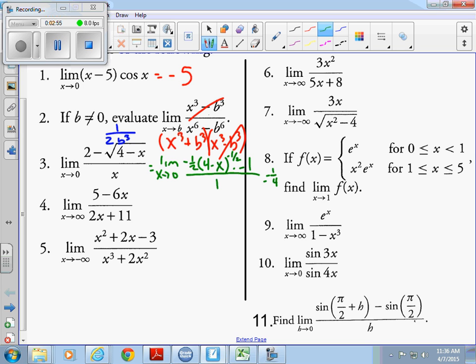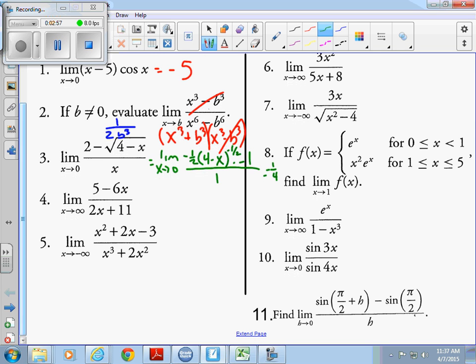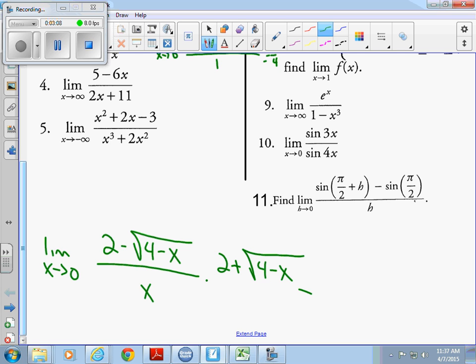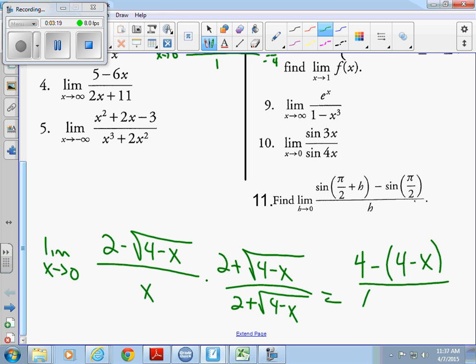If I did this with conjugates, I would multiply by 2 plus the square root of 4 minus x over 2 plus the square root of 4 minus x. On the top, that would give me 4 minus 4 minus x. On the bottom, I would get x times 2 plus square root of 4 minus x. Any questions so far?